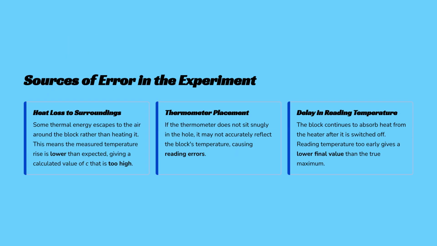Be aware of common sources of error. Heat loss to surroundings can lead to an inaccurately high value for specific heat capacity. Poor thermometer placement causes reading errors, while failing to account for the block continuing to absorb heat after the heater is switched off can result in a lower final temperature reading.